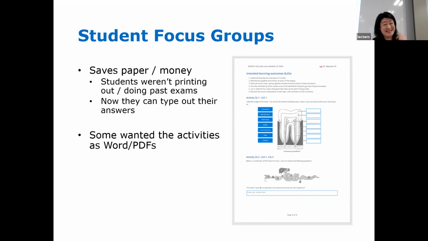Interestingly, I didn't expect this finding. On exam prep, there's tons and tons of past exams available, but students weren't printing these out and doing them because they want to save paper or save money, because printing costs our students money. So a lot of students were aware of the presence of these past exams, but weren't accessing them or doing them. Now, because we've integrated some of the past exams into this digital platform, they can type out their answers without having to print. So that's an interesting finding from these focus groups.